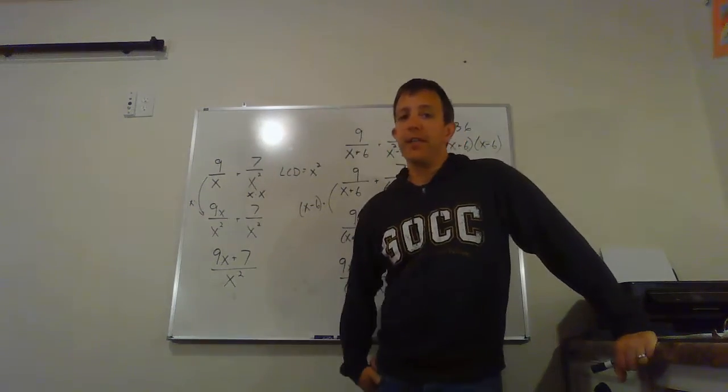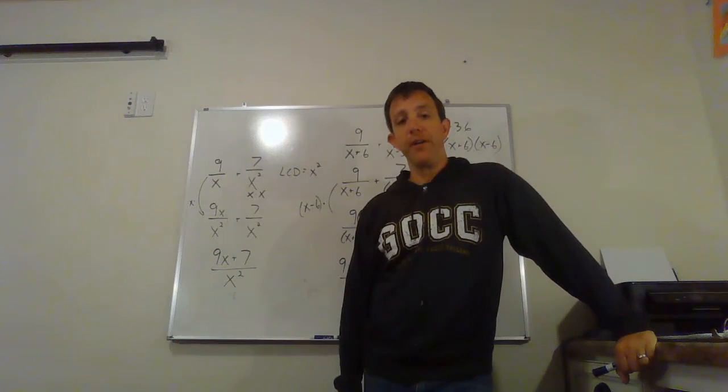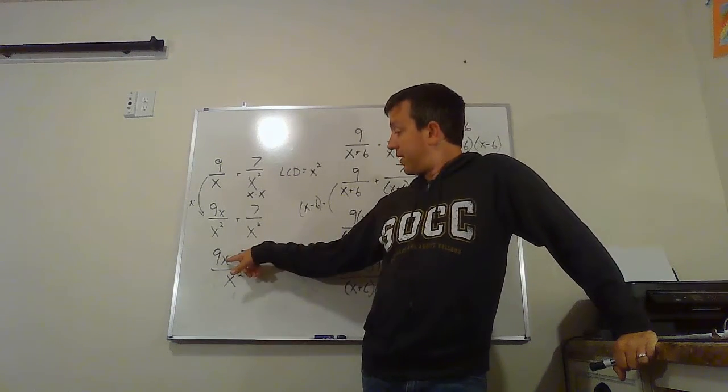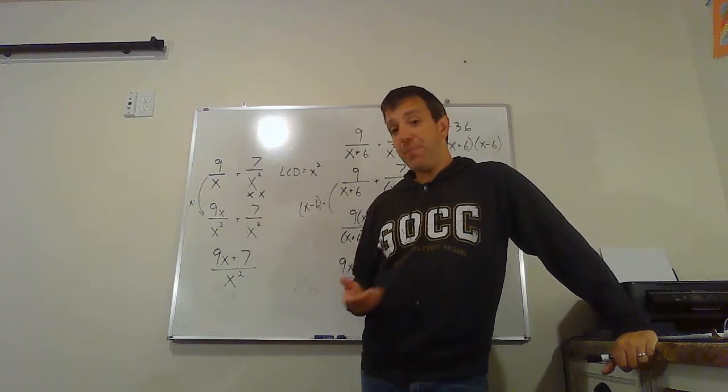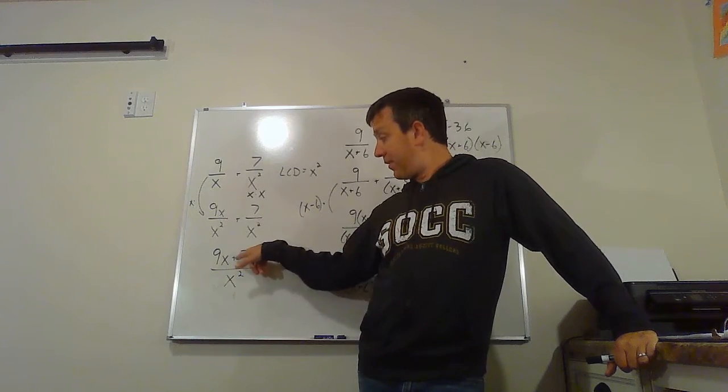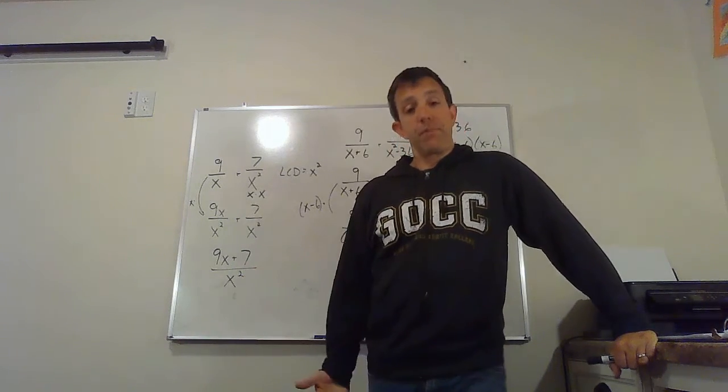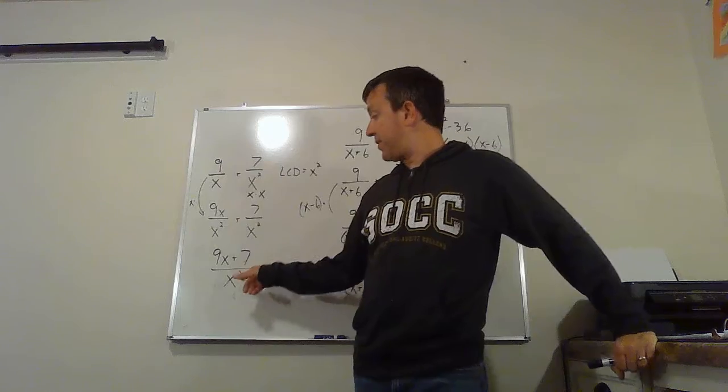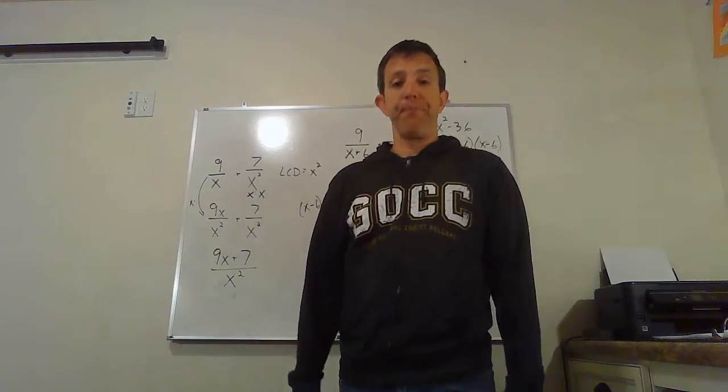Is it kind of funny looking? Yes, it still has addition in the numerator. It's really tempting to want to cross out one of those x's, but you can't because of the addition in the middle. So this is actually our answer, 9x plus 7 over x squared, and that one's done.